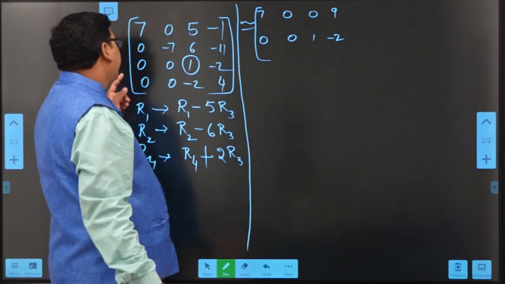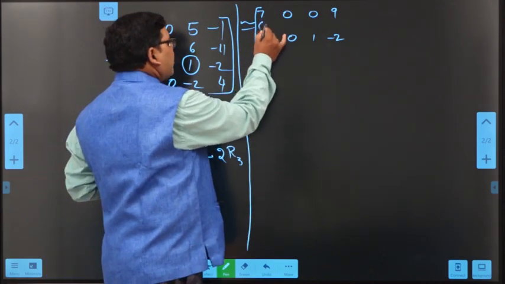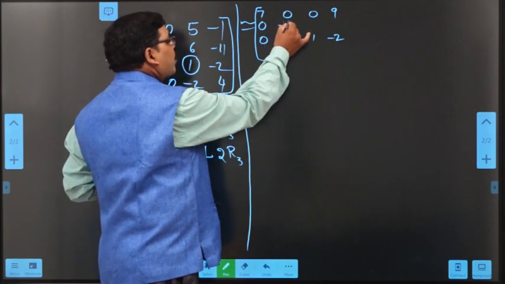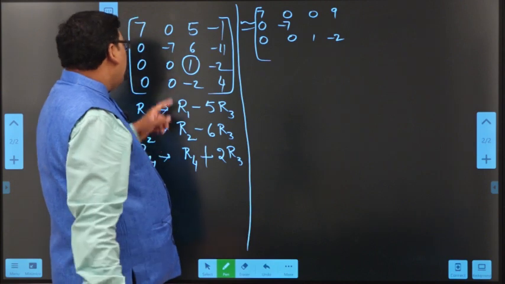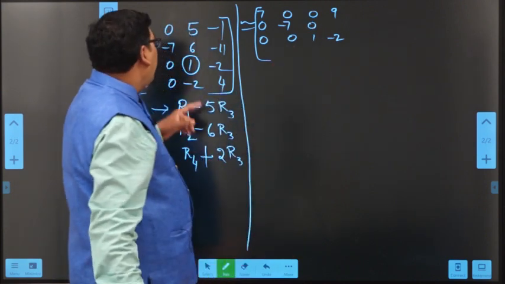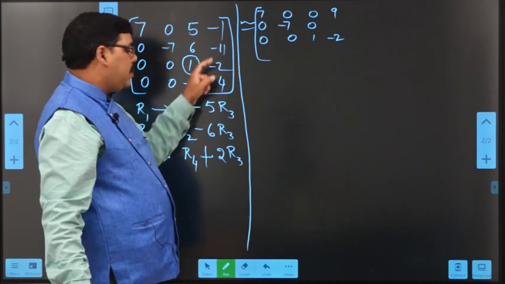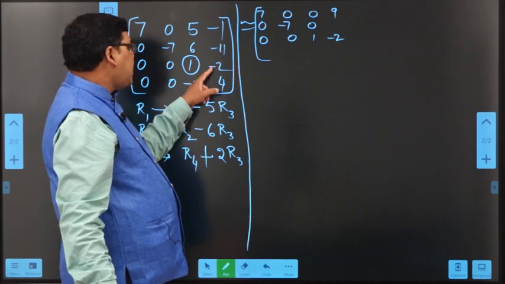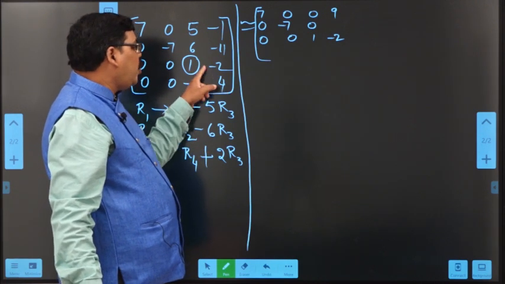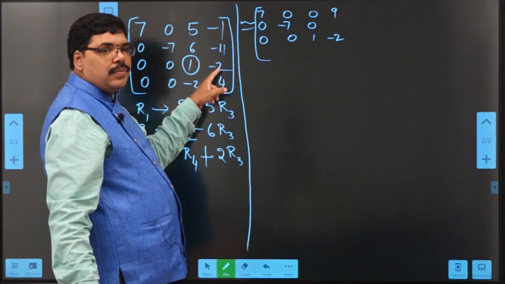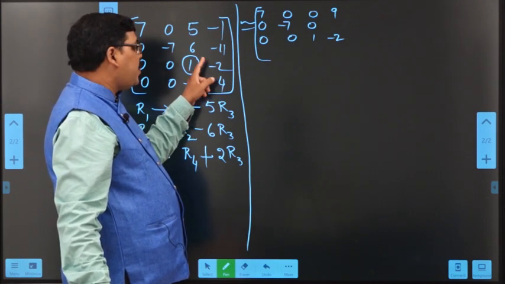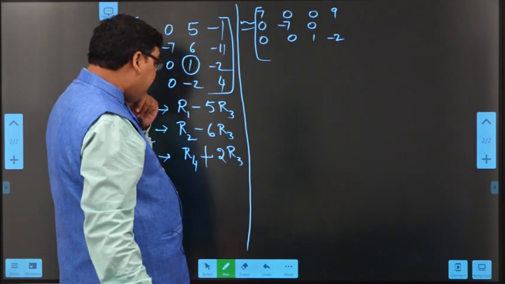R2 changes, 0 minus 0, 0, minus 7, minus 0. Now 6 minus 6, 0. Minus 11 is here. You are multiplying R3 with 6. So when you multiply R3 with 6, this fourth position becomes 6 into minus 2, means minus 12. You are subtracting. Minus of minus becomes plus 12. 12 minus 11.